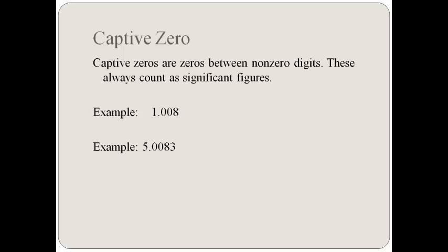So what is a captive zero? Captive zeros are zeros between non-zero digits. So whenever we have zeros between two non-zero digits, we must count them. These always count as significant figures. For example, here we have 1.008. As you see, we have two captive zeros and we need to count them. So number of digits here: 1, 2, 3, 4. Next example, we have 5.0083. Here again we have two captive zeros. So it's going to be 1, 2, 3, 4, 5.